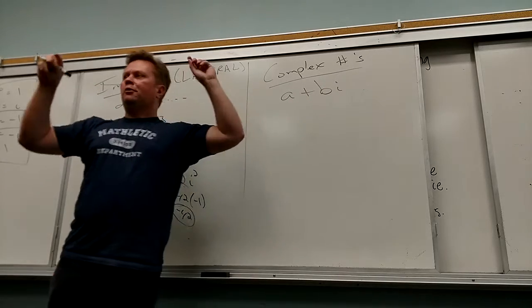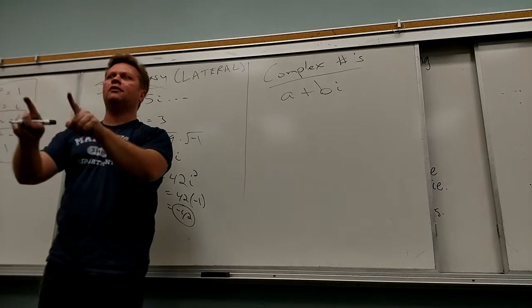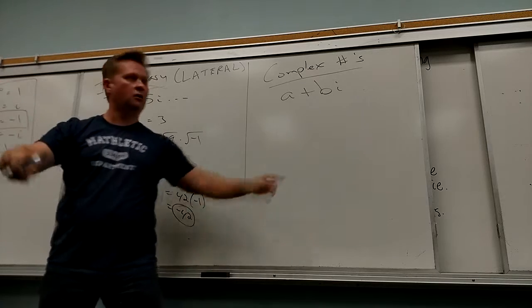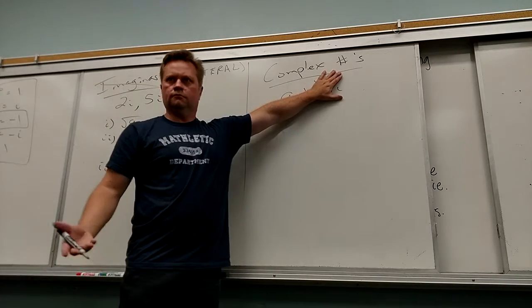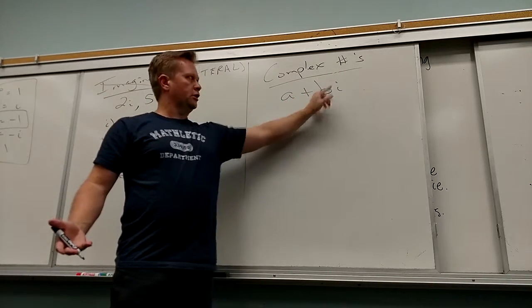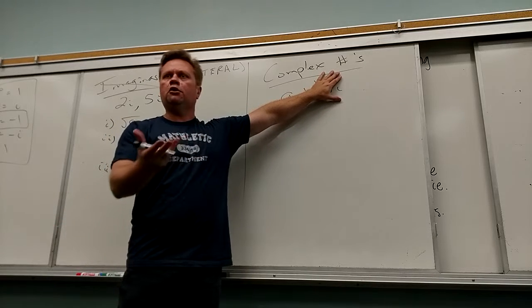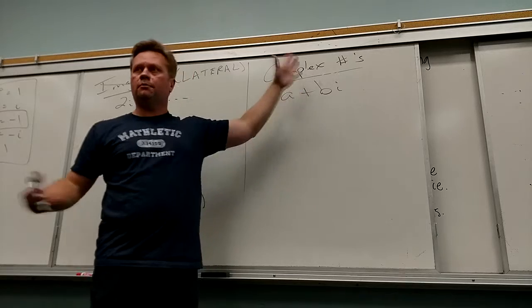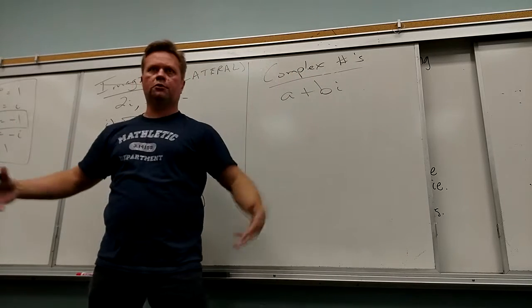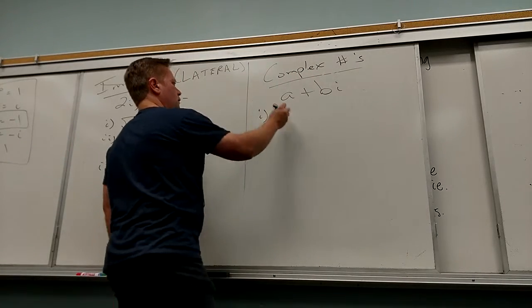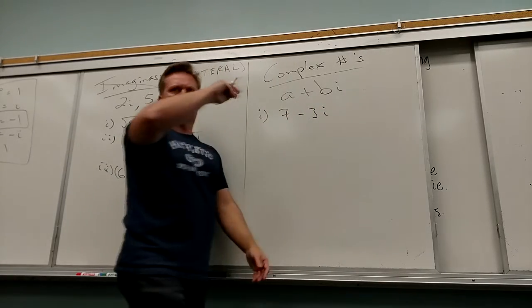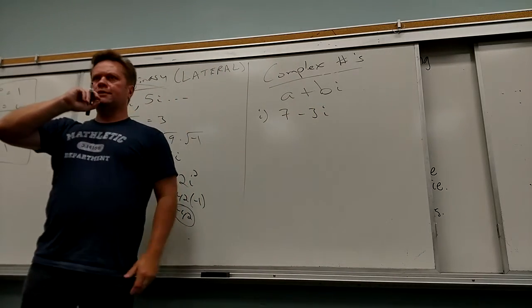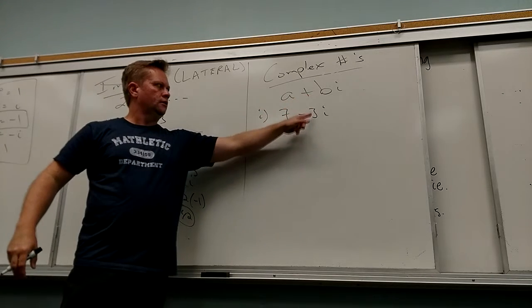So every number we have ever worked with in our entire lives has been a complex number where b was 0. If b is 0, it's only a real part. That's why I call them the real numbers. The minute b is not 0, it's a complex number. For real, it's got the b part showing up. So for example, 7 minus 3i. That's a complex number. a is 7, b is negative 3.